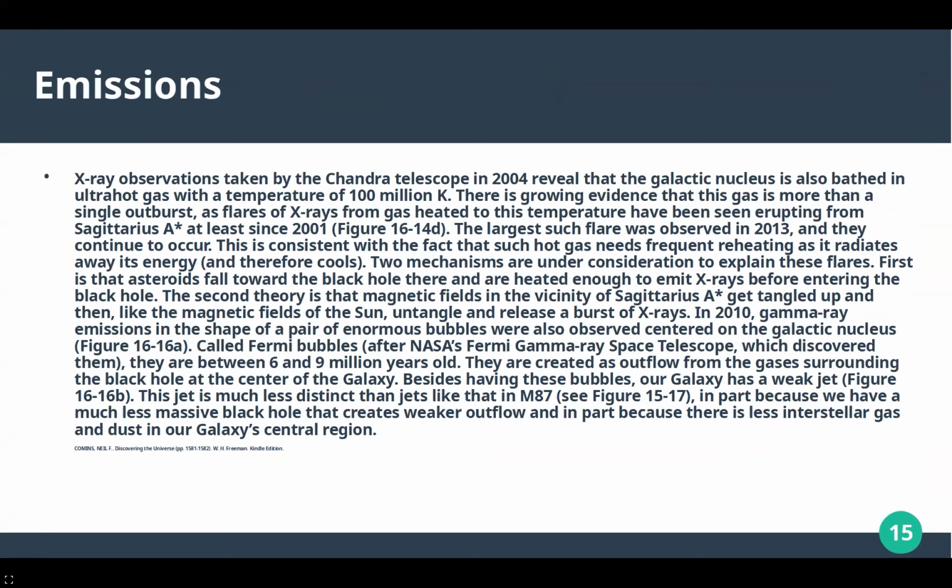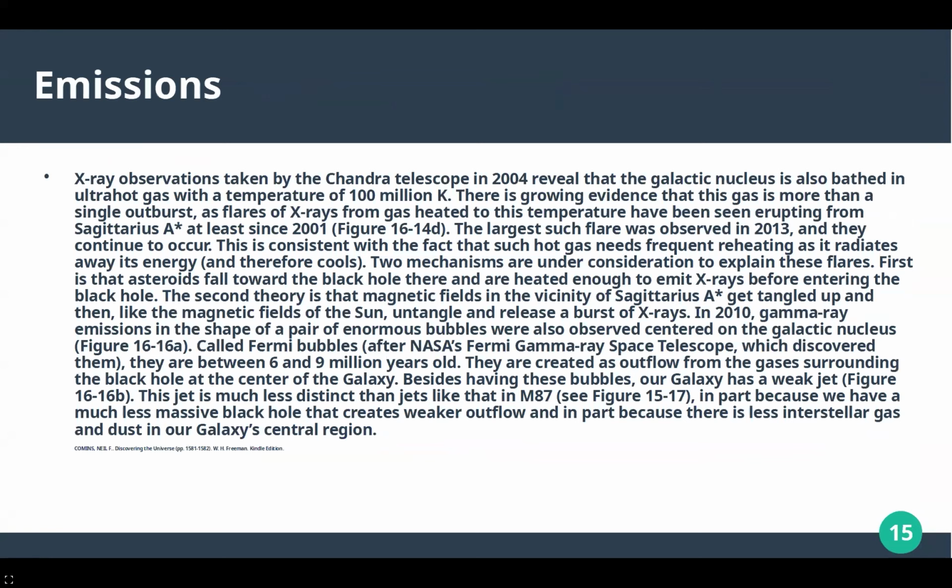First is that asteroids fell toward the black hole there and are heated enough to emit X-rays before entering the black hole. The second theory is that magnetic fields in the vicinity of Sagittarius A get tangled up and then, like the magnetic fields of the Sun, untangle and release a burst of X-rays.